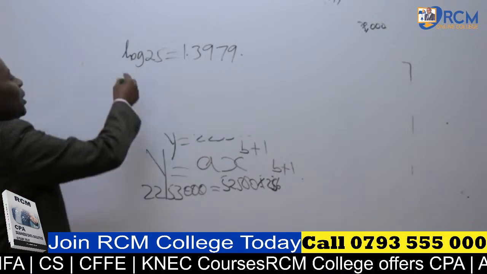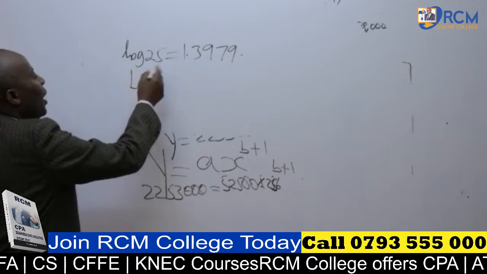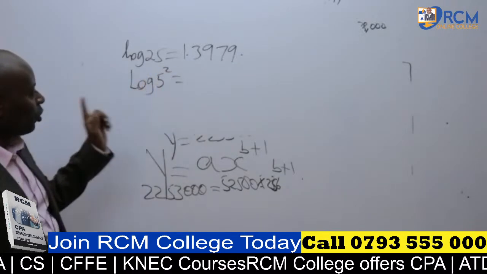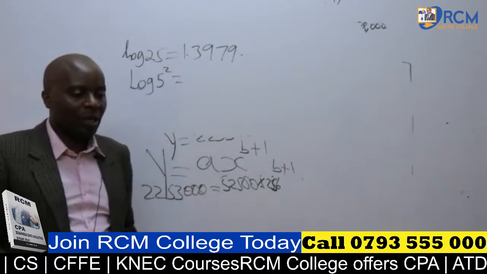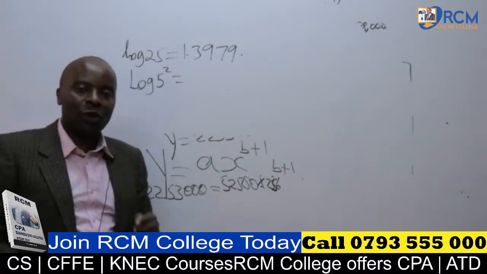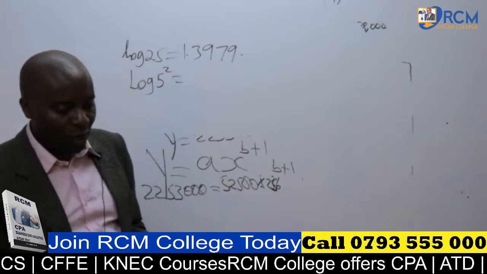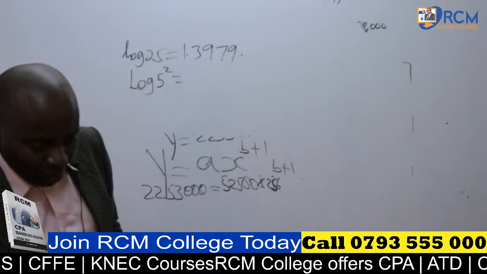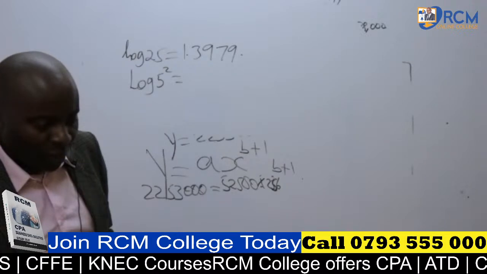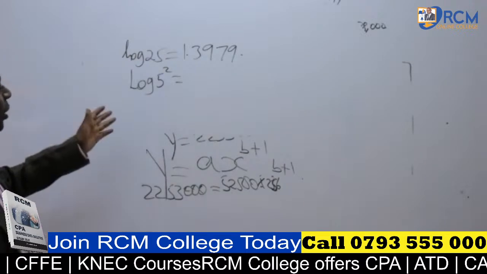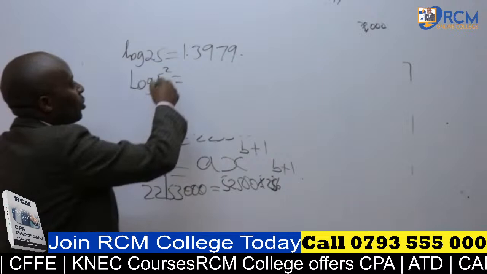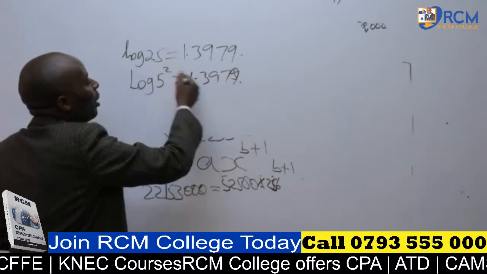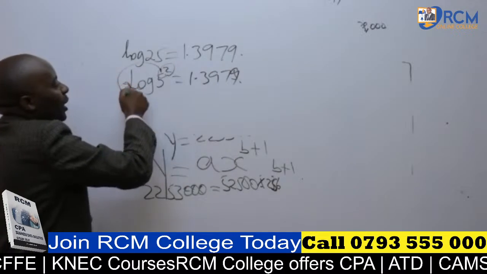How about this one? 25 is the same as 5 squared. What do you think is the value of log 5 squared? From your calculator, could you kindly give me log 5 squared equals who? You realize that log 5 squared will be the same as what we found here, which is 1.397. Ladies and gentlemen, what if I was to drop this power down there?